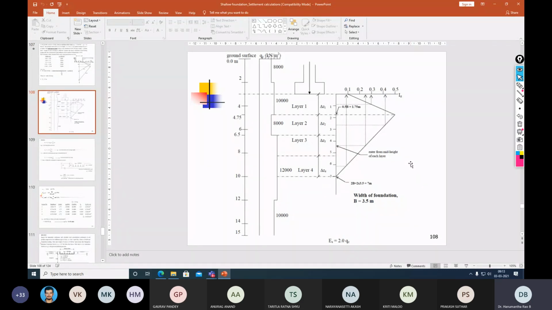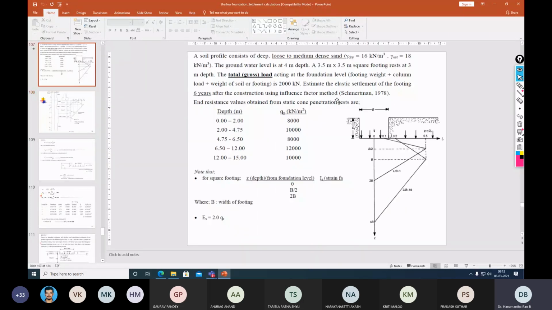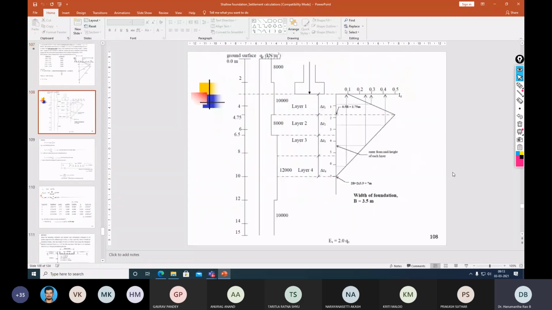So this is the step I was discussing. First you need to select between these two predefined curves. One is corresponding to L by B equal to 1 and the other to L by B greater than or equal to 10. Very good, thank you.